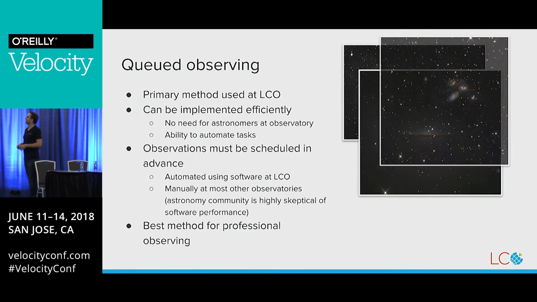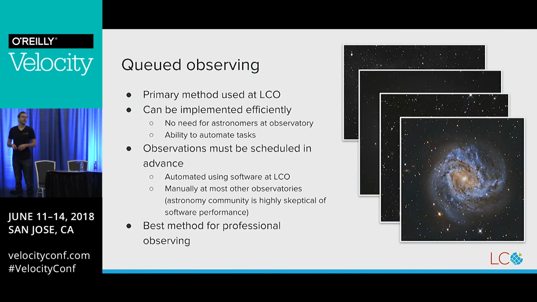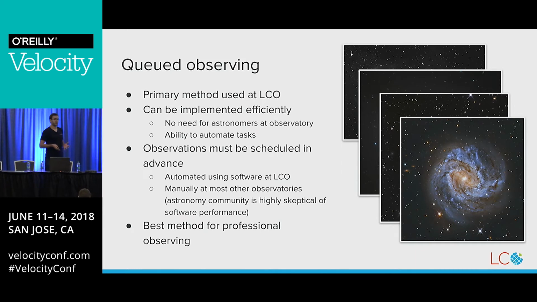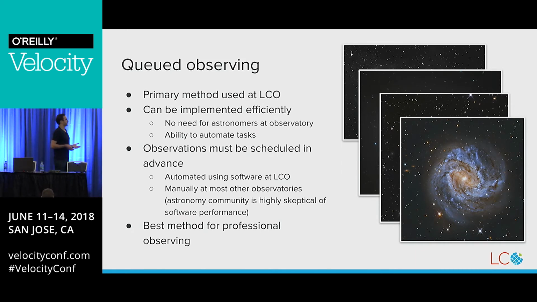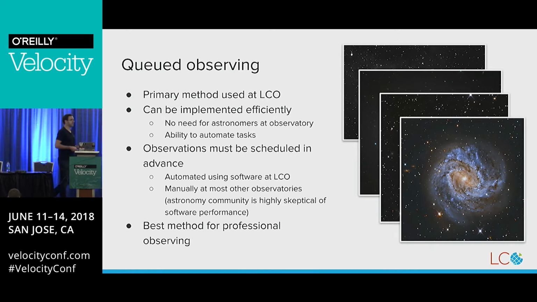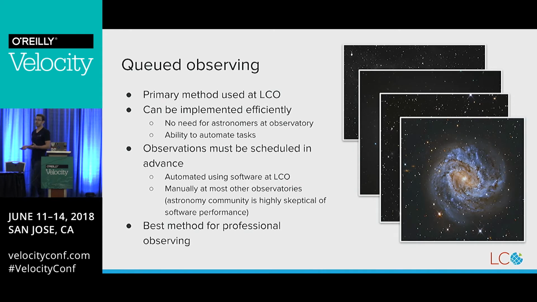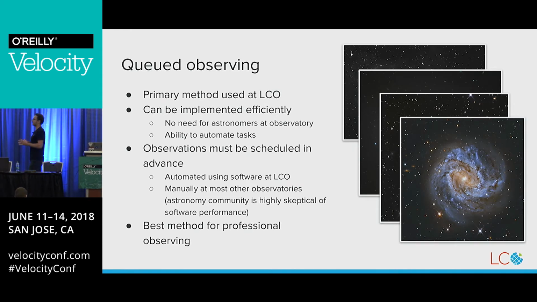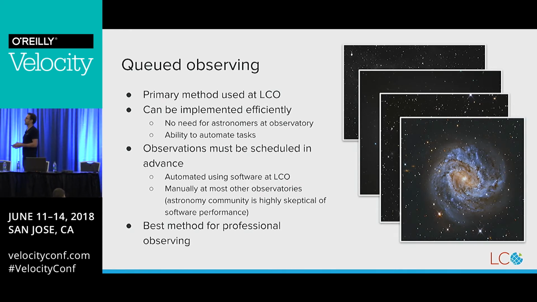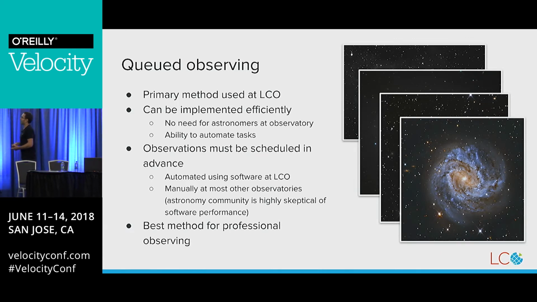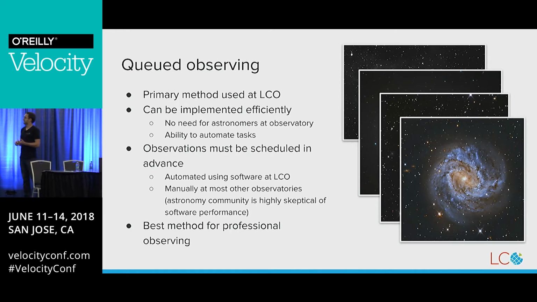The next method of observing is what's called cued observing. And this is the primary method of observing used at LCO. And that's because it can be implemented efficiently. So unlike classical observing, there's no need for astronomers to go to a site. They can have staff at a site that astronomers interact with to actually make the observations. So it's still not prone to weather conditions, but it makes them a lot less costly than flying everyone out there. And you have the ability to automate tasks easier with this because there is less human intervention that needs to be made.